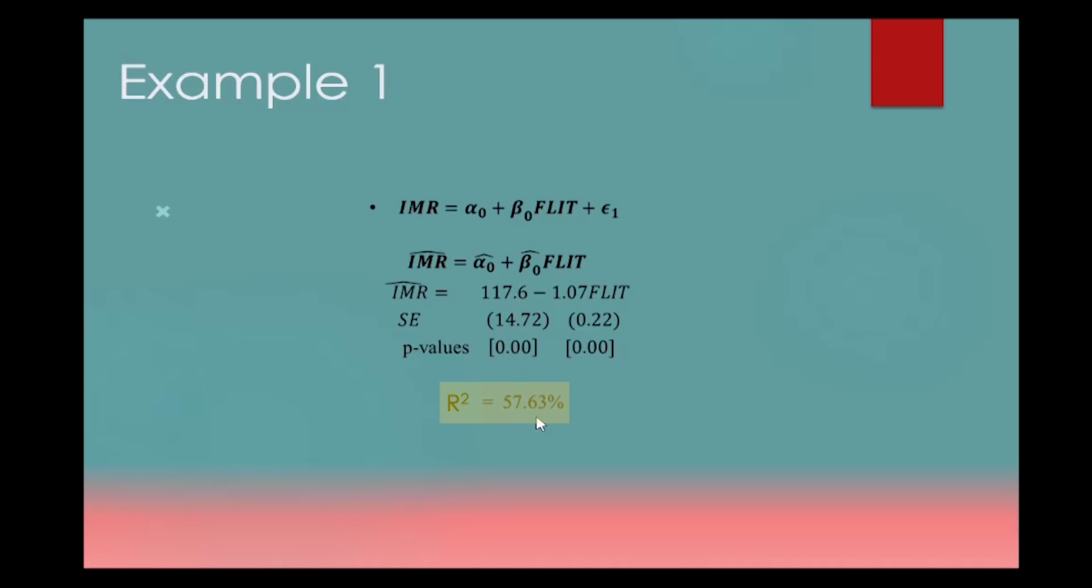So 57.63 means that 57.63% of the variation in the IMR can be explained by the female literacy rate, and the remaining percentage is unexplained. This explains that the explained proportion is more than the unexplained proportion, and hence the model is highly acceptable. Moreover, the intercept and the slope coefficients are also significant.